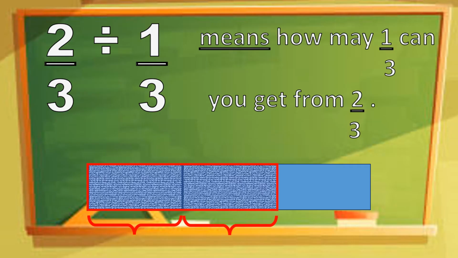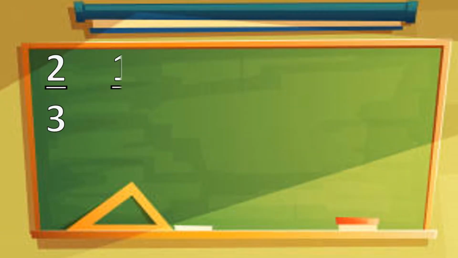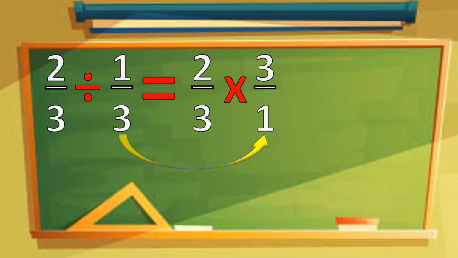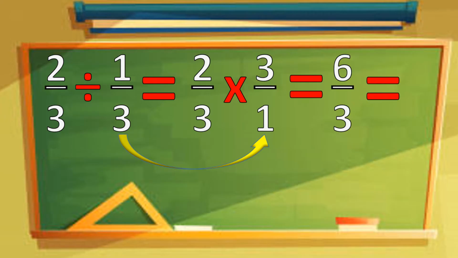Questions? Okay, 2/3 divided by 1/3. This will become 2/3, and then we get the reciprocal of 1/3, and that's 3 over 1. And then instead of division, we proceed with multiplication. Then we multiply the numerators, 2 times 3, and that is 6. 3 times 1 is equal to 3, and then we simplify. 6 divided by 3 is equal to 2.